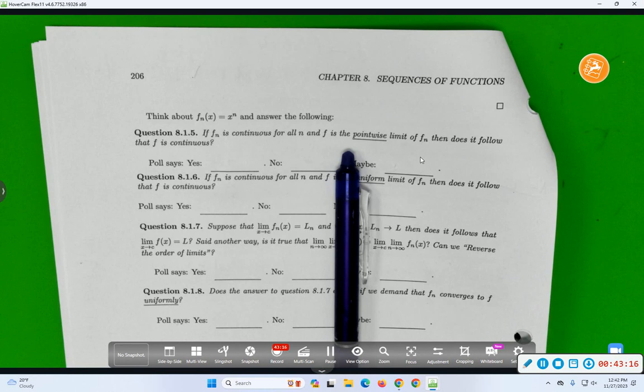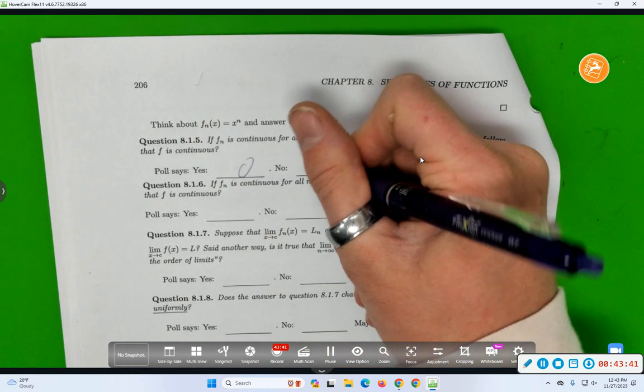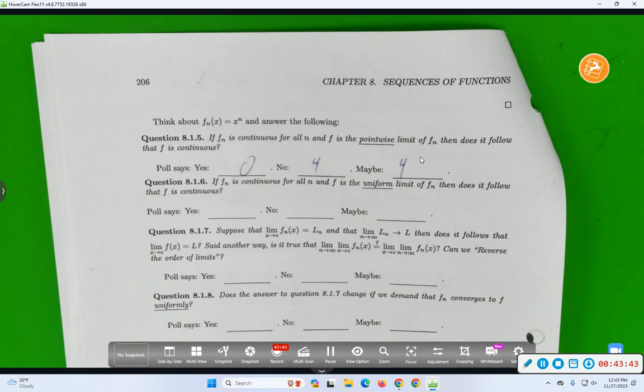I'm going to count down a few more seconds, and I'm just going to ask a show of hands for yes or no, this does or does not follow. Folks, who says this does follow? Folks, who says this does not follow? 4. I guess that would mean the remaining 4 are maybes.